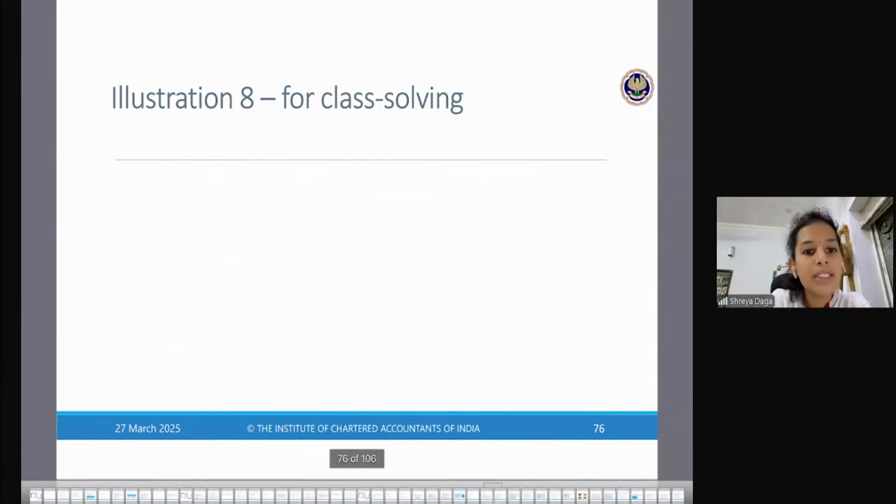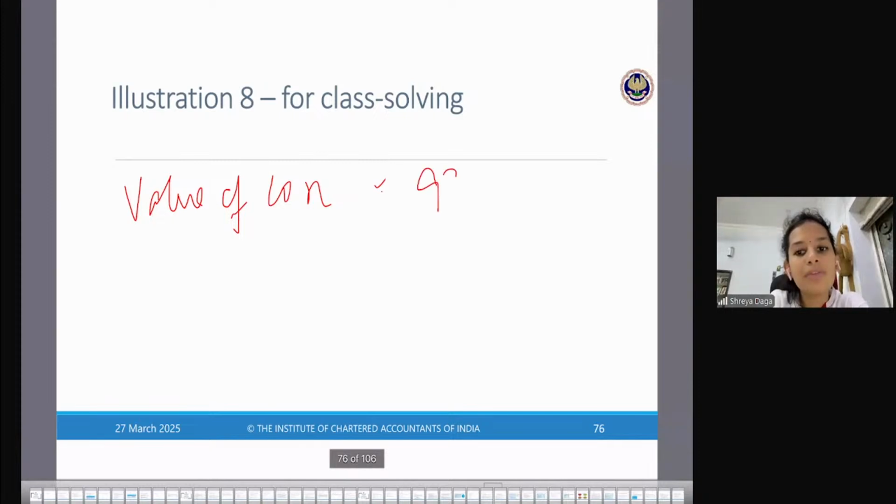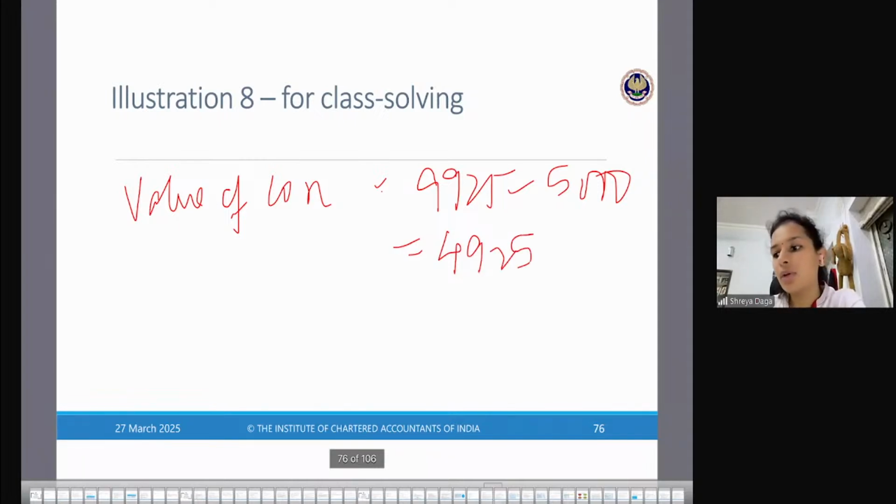So how much are you getting? Value of concessional accommodation 9925 minus rent received from employee 5,000 is equal to 4925. This is the value of the perquisite. This is the answer of point number D. Okay, clear? Clear to everybody?